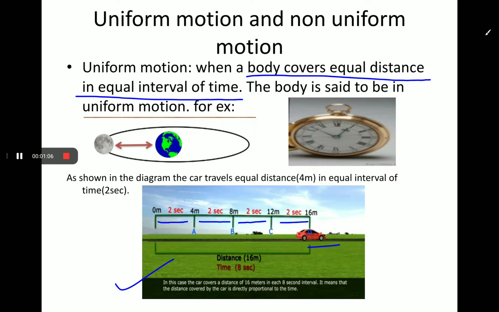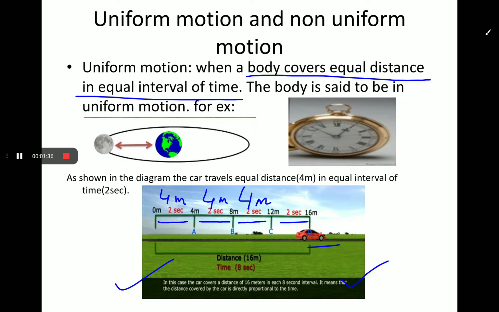In the first 2 seconds, the car covers the distance of 4 meters. In the next 2 seconds, it again covers 4 meters. In the next 2 seconds, it again covers 4 meters. That means the time interval is 2 seconds and it covers 4 meters, that is equal distance. So motion of a car is uniform motion.